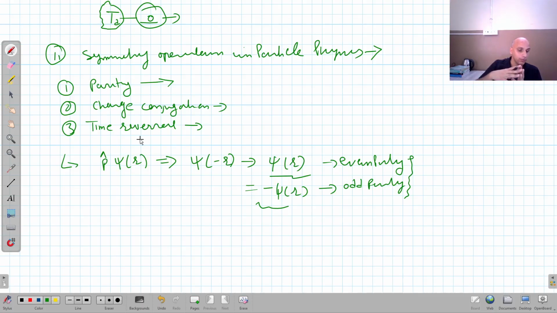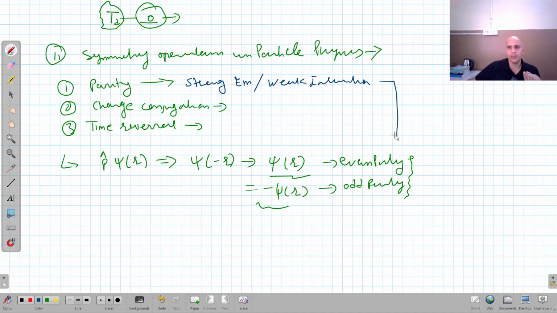Usually it is asked in which fundamental interaction parity is conserved. As far as the invariance or conservation of parity is concerned, it is found that parity is conserved in strong as well as electromagnetic interactions, but it is violated in weak interactions. It is not conserved in weak interactions, particularly in beta decay. So we have to remember it.